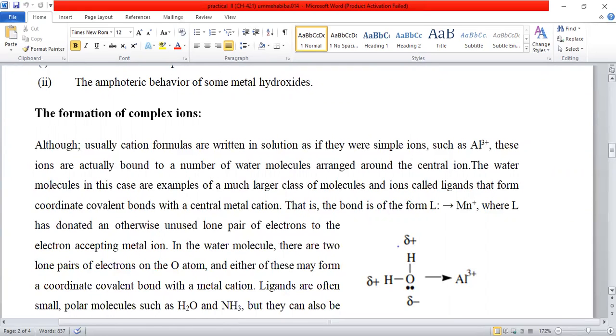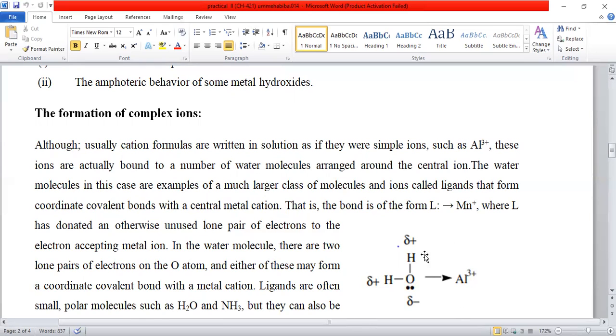Although usually cation formulas are written in solution as if they were simple ions, for example, aluminium ions, these ions are actually bound to a number of water molecules arranged around the central ion. The water molecules in this case are examples of a much larger class of molecules and ions called ligands that form coordinate covalent bonds with a central metal cation.